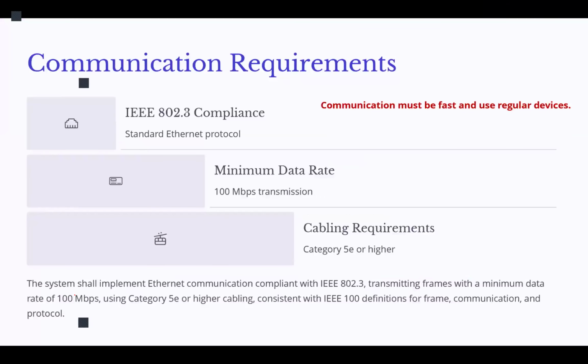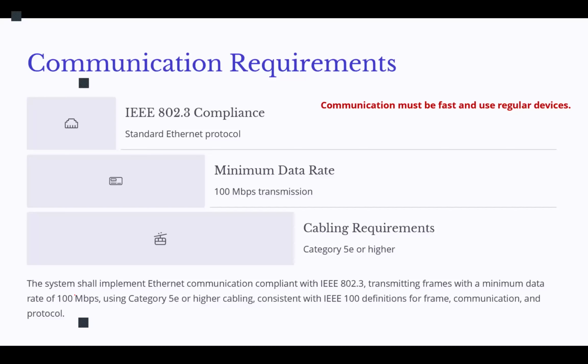Communication must be fast and use regular devices. Now, we have a specific standard for Ethernet communication, which is IEEE 802. The part 3 is Ethernet protocols. We are going to talk about that in next sessions, specifically over that standard, but this is a standard specifically for Ethernet connection. Now, there is no referencing to that standard and compliance of that statement to that standard, because that's the precise standard for this specific device and technology.